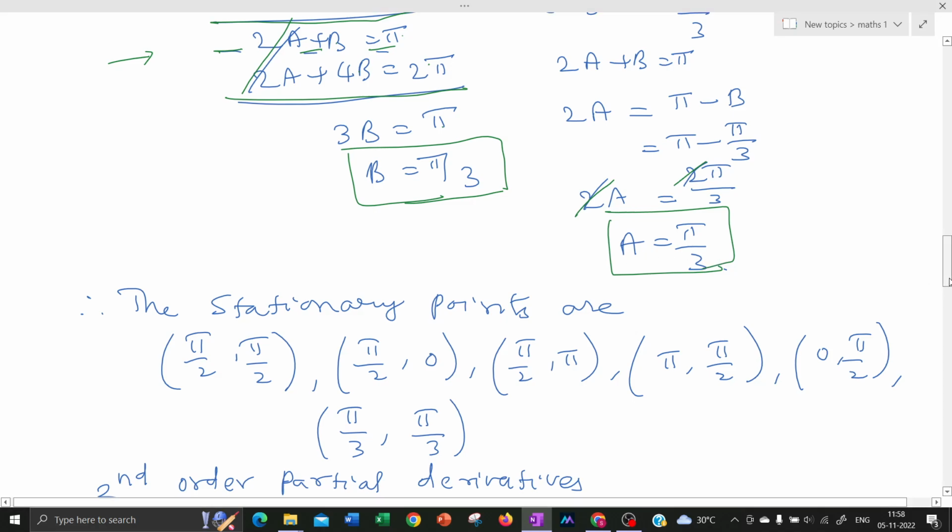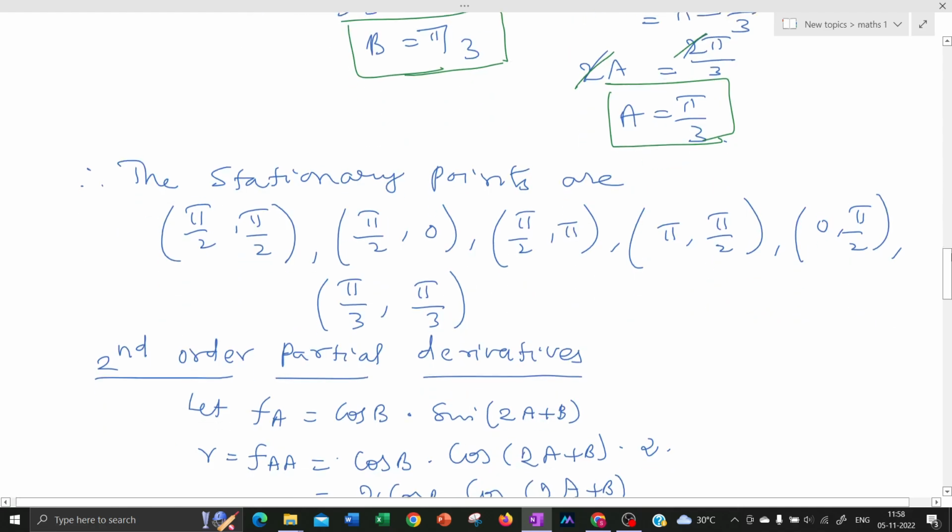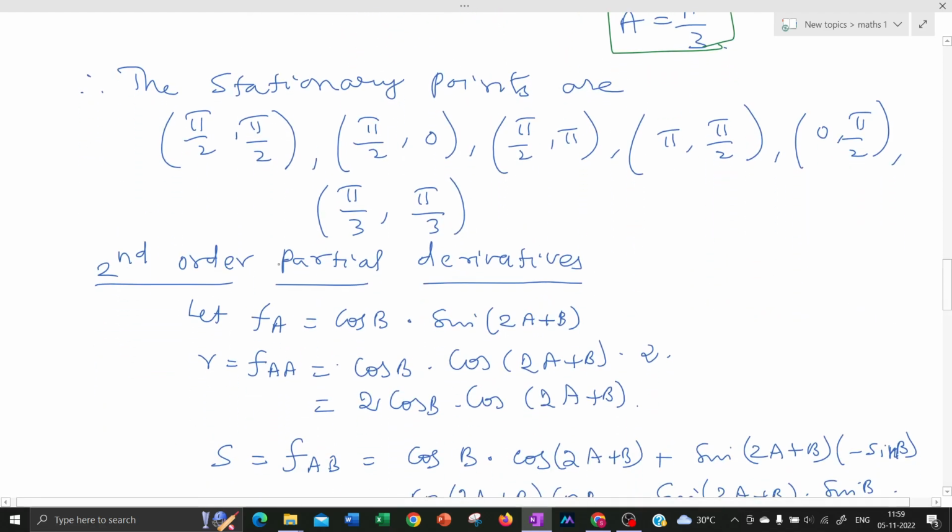So what are the possible stationary points here? The possible stationary points are (pi by 2, pi by 2), (pi by 2, 0), (pi by 2, pi), (pi, pi by 2), (0, pi by 2), and (pi by 3, pi by 3). So here (pi by 2, pi by 2), leave it.